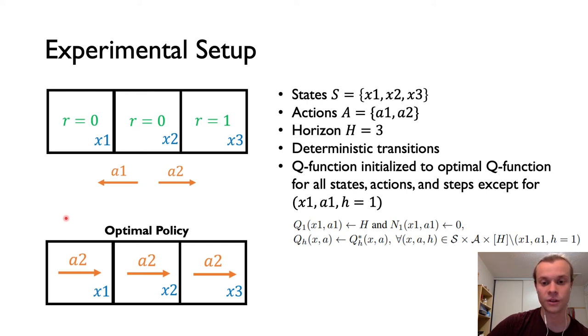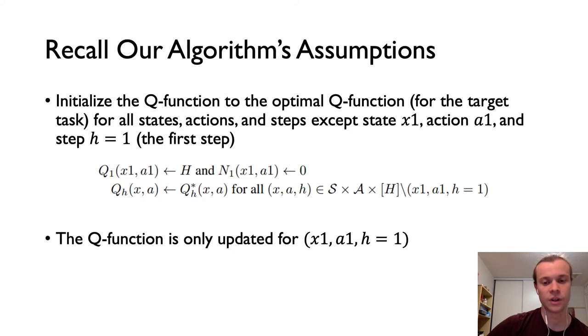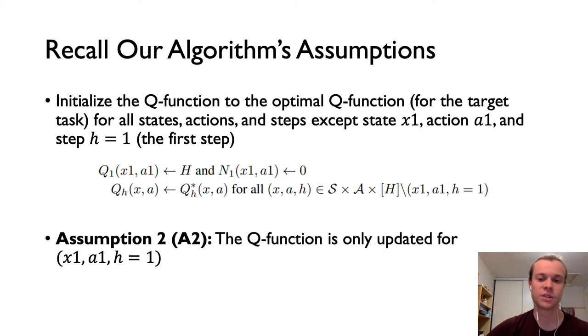Also recall that in the algorithm, we initialize the state, action, and step to an optimistic value of H. So what we would expect to see is that the learner will eventually learn that going left is not as good and start taking the right action. I just wanted to bring up the assumptions that we made in the algorithm, just for the sake of notation. Recall there are these two assumptions. We're going to call the second assumption assumption 2, or A2.